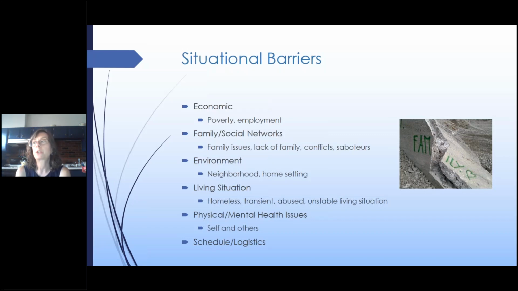Also, the environment in which the student lives has a big impact. If the environment in which the student lives is riddled with drugs and crime, that's going to have a negative effect, as well as the student's living situation, such as someone who might be couch surfing.